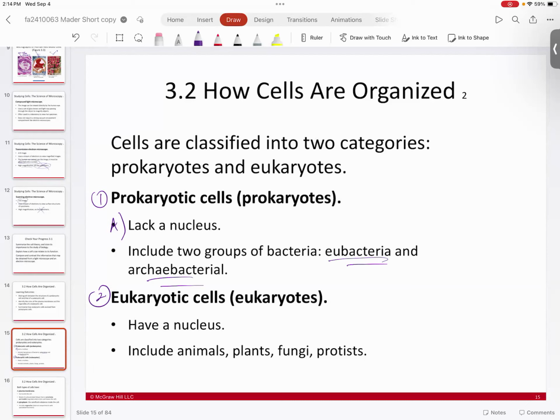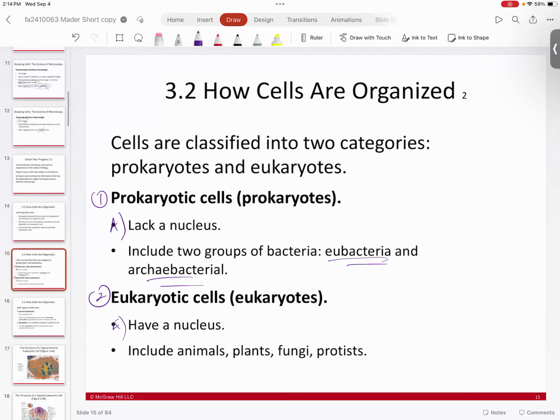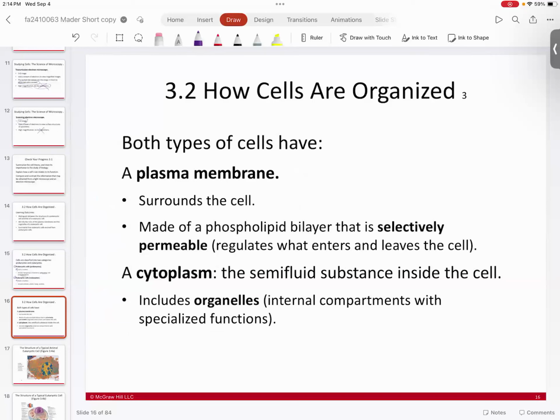Eukaryotes, on the other hand, have this really nice big nucleus. So for instance, in animals, plants, fungi, protists, things like that. Now, let's take a look at common features of these cell types, not just differences. The things that all cells have, regardless of whether you're prokaryote or eukaryote. Number one, everybody has to have a plasma membrane. Plasma membrane is what forms the boundary of the cell. It's what basically defines the outer structure of the cell.